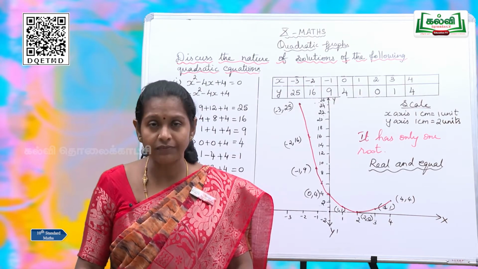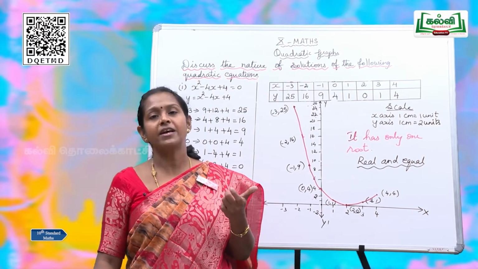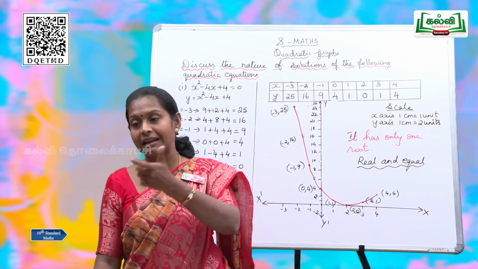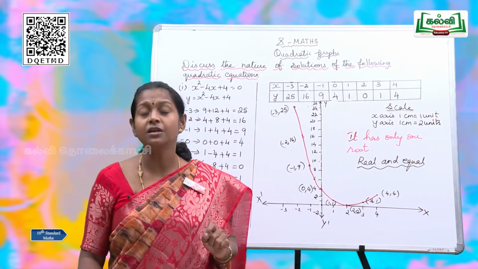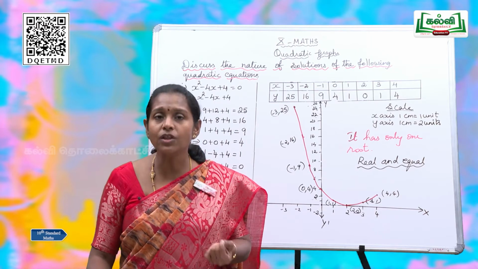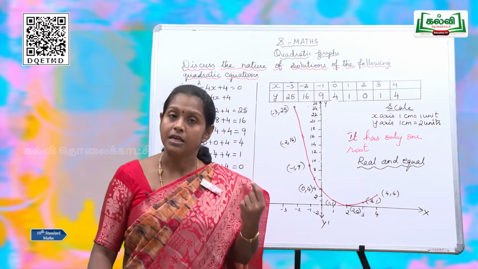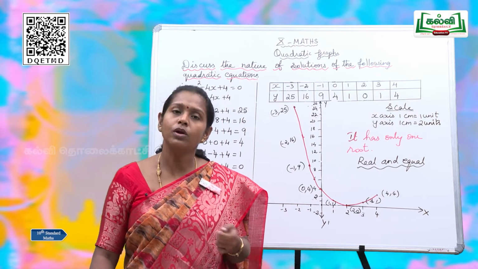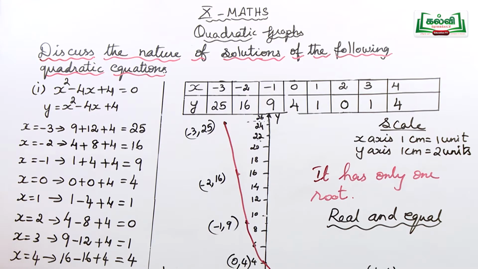Before going to that graph, you have to find the ordered pairs. Usually the pairs will be given to you. You will just directly plot on the graph sheet, right? Now in this question, we have to find the ordered pairs, then we have to plot and check whether the roots are real and equal, real and unequal, or there are no real roots. Okay. Now we'll come to the question.